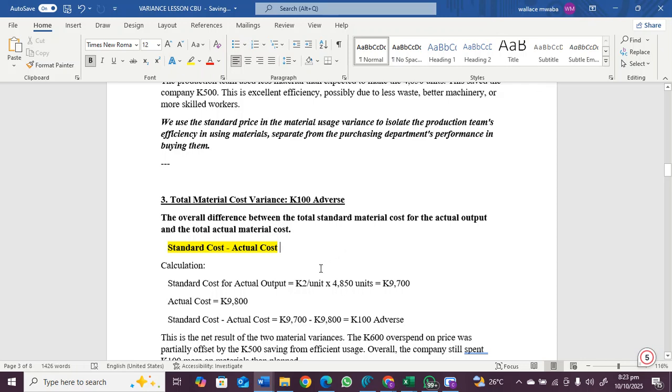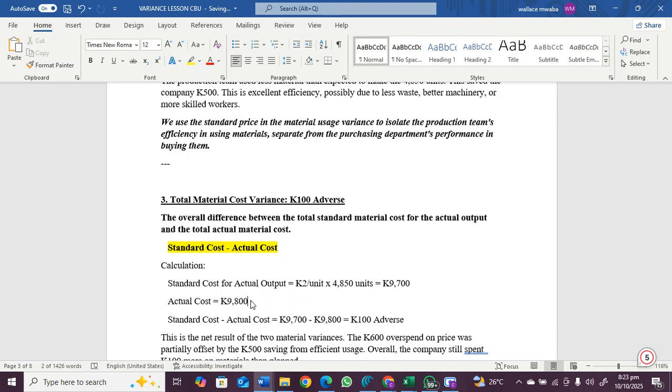Okay, so as I said, the cost is 2 kwacha per unit. We produced 4,850. So we were supposed to pay 9,700 for the materials. But in actuality, we paid 9,800 for the materials. This 9,800 is given to us in the question. Usually the actual results will be given to you in the question.